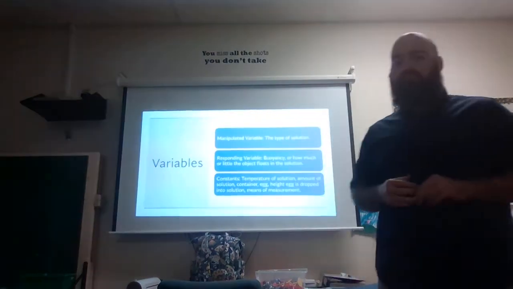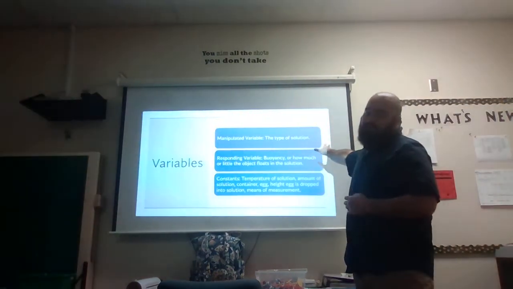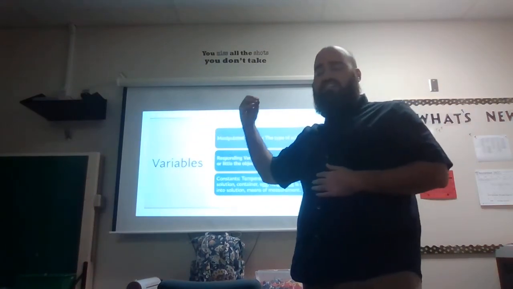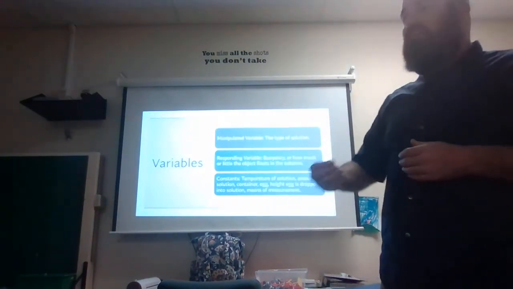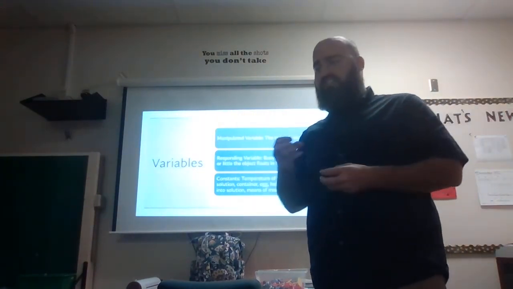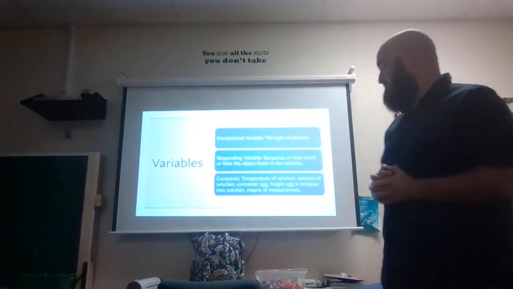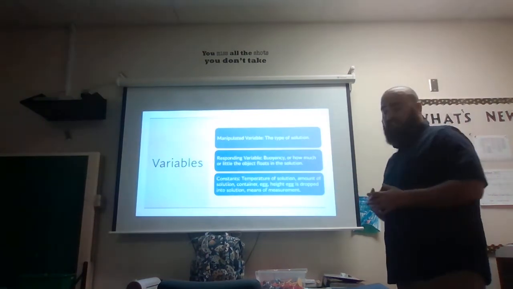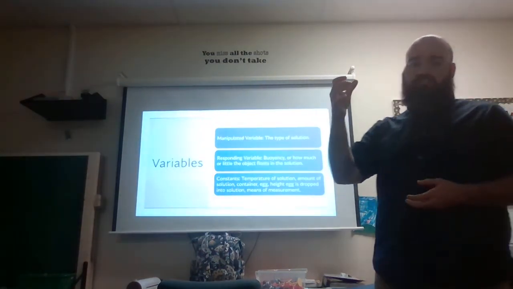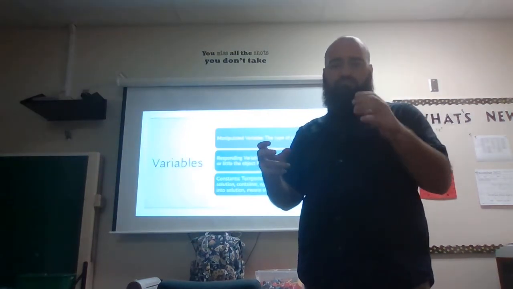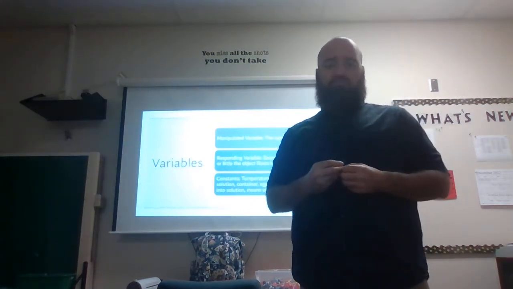So my variables, my manipulated variable, the type of solution. That's all I'm really interested in changing right now, is the type of solution, right? I'm not wanting to change the size of the egg or the weight of the egg. I want that to remain the same. And in turn, my responding variable is the buoyancy. So I'm using the manipulated variable, solution, to see if I can get a responding variable of the buoyancy, or how much the object will float.